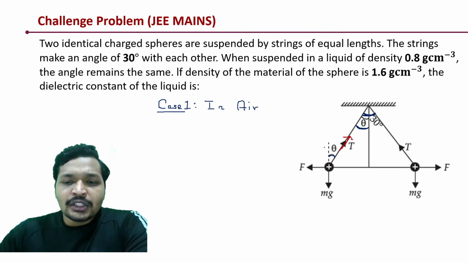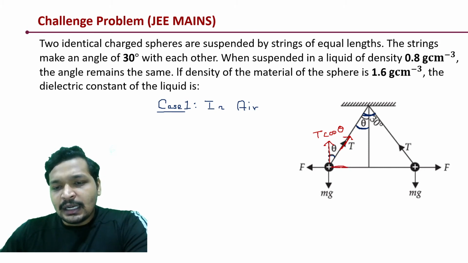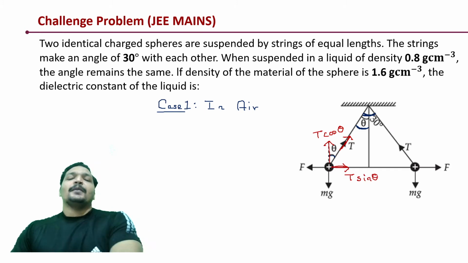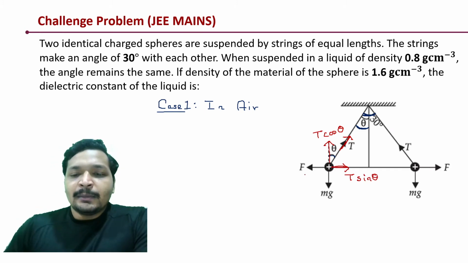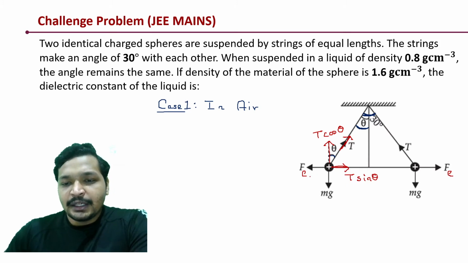Now if I resolve this into components, one component is going to be T cos theta. And along the horizontal direction, another component has to be there, right? And that other component is T sine theta. Okay, I'll be labeling this as Fe, and this should also be Fe in terms of magnitude.